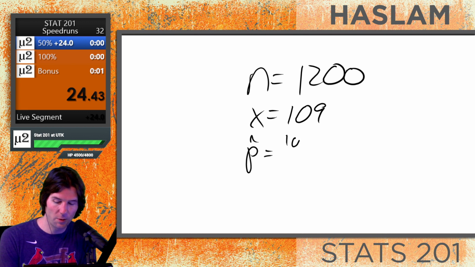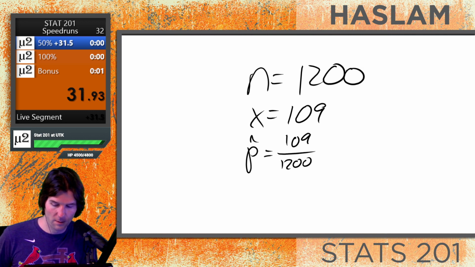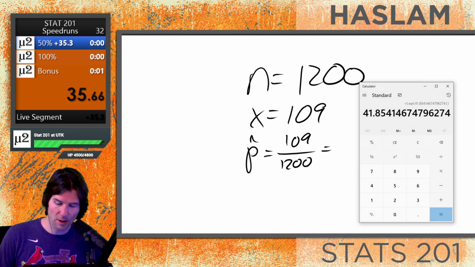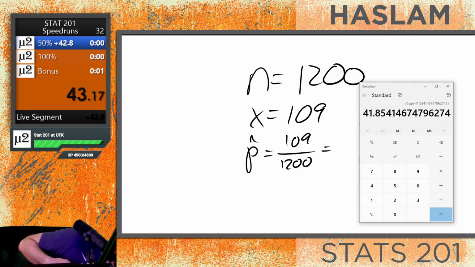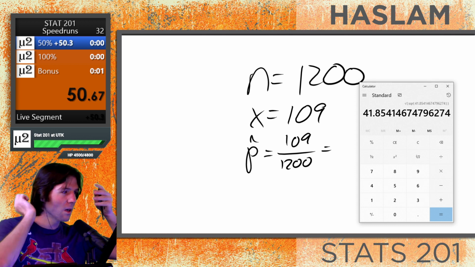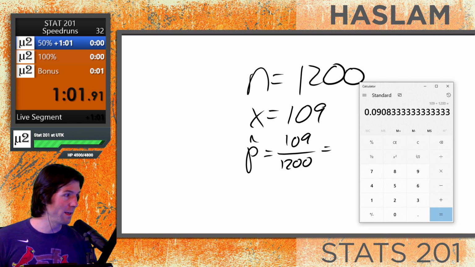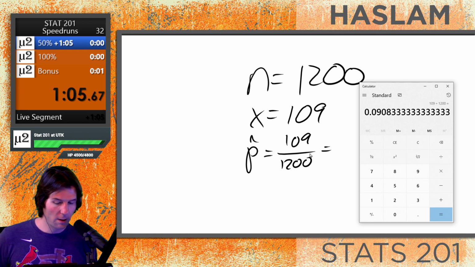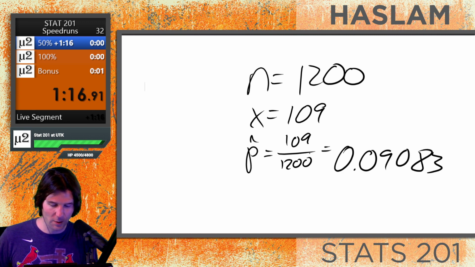So there we go. P hat is equal to this, 109 over 1,200. That's the worst 9 I've ever written. Great job, you guys. Brian drops his pen, that's the way it goes. You guys are doing awesome. Thank you, Alyssa. 109 over 1,200 is like 9.05, or 9.01, something like that. So 0.09, 0.0908333.